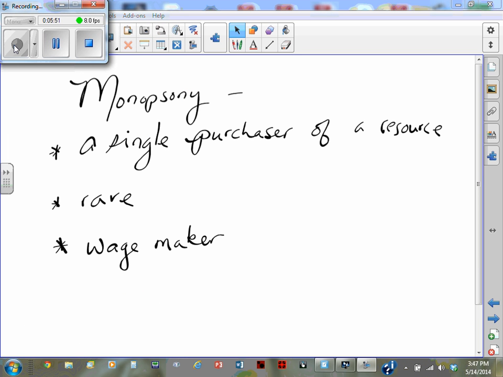Now we're going to take a look at the imperfect competitor in the factor market. We call this imperfect competitor a monopsony. A monopsony is a single purchaser of a resource. Monopsonies are very rare. And monopsonies have the luxury of being wage makers. They're the only buyer. They get to decide what they're willing to pay.